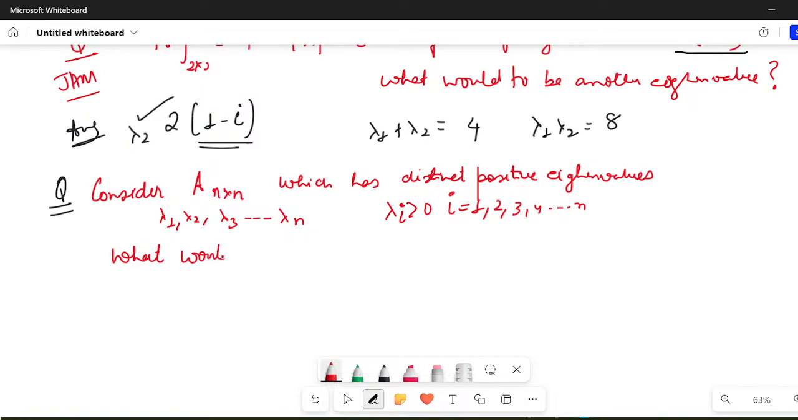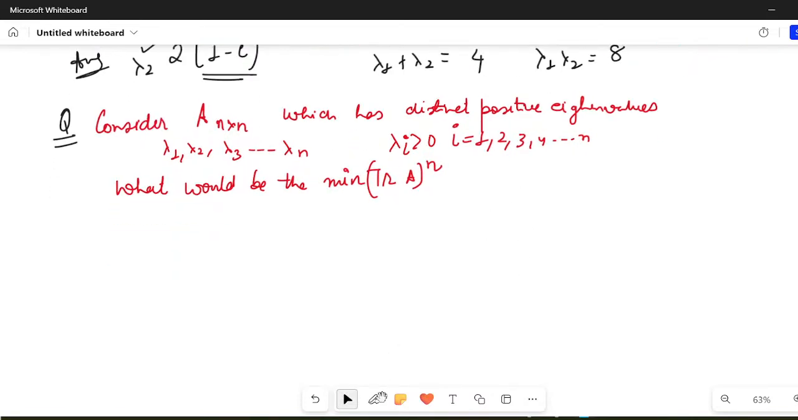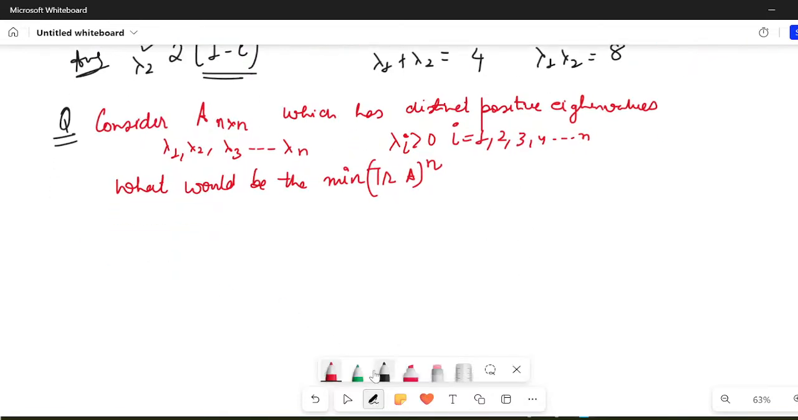What would be the minimum value of trace A raised to power n? Trace A raised to power n. What will be the minimum value of trace A raised to power n? Don't worry, you will not be able to do it. Let me do it for you.